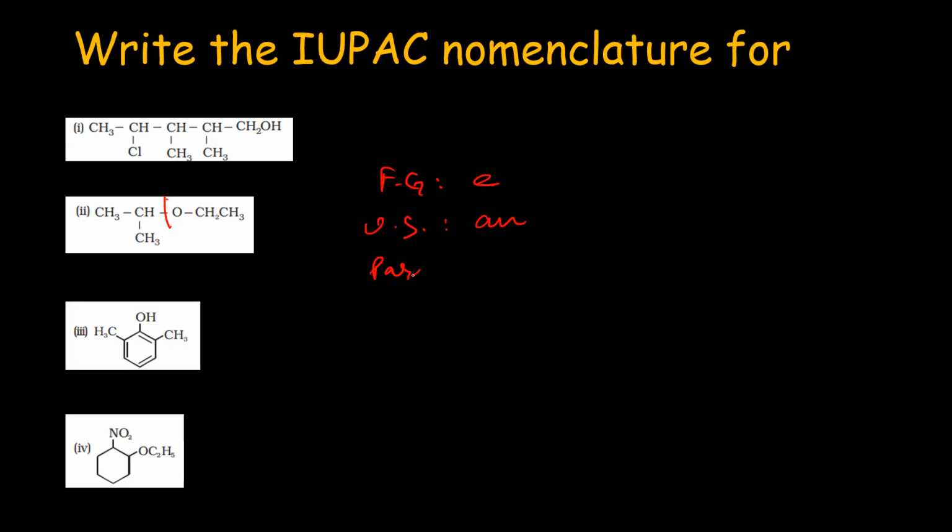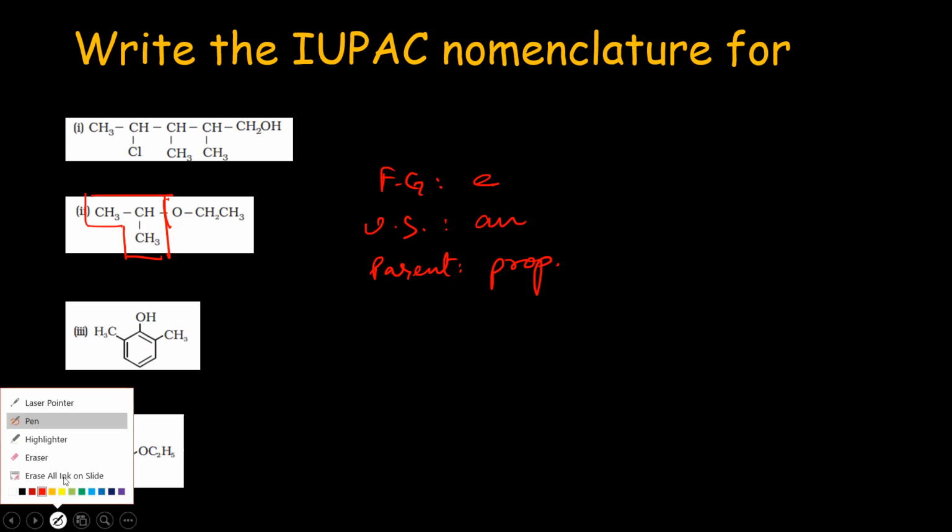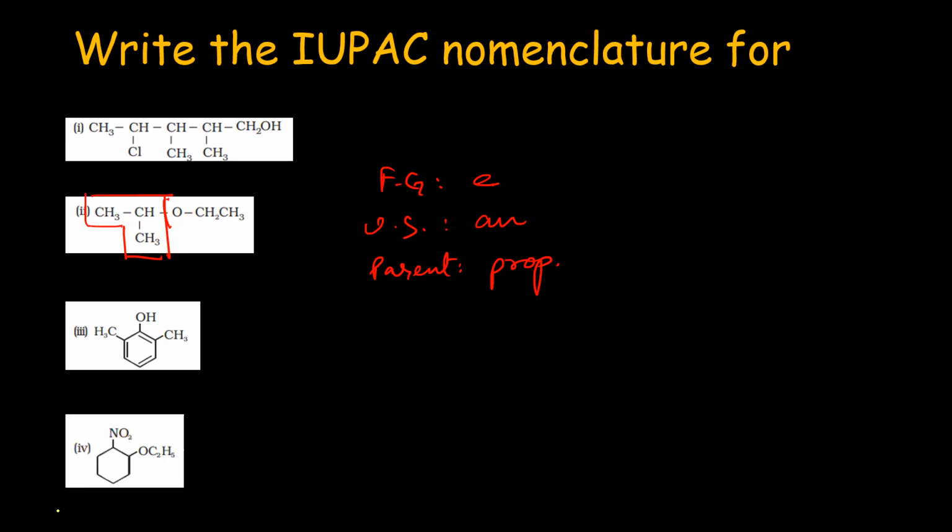And then the parent will be, what is the parent? Prop. Now we are done with this part. Now whatever remains after the identification of the parent is what? Substituent. So when we are going to write the substituent, this is 2 carbon atoms, and this 2 carbon atom is written as eth.